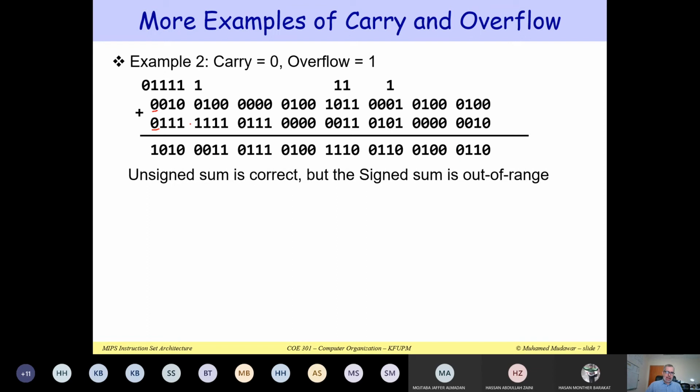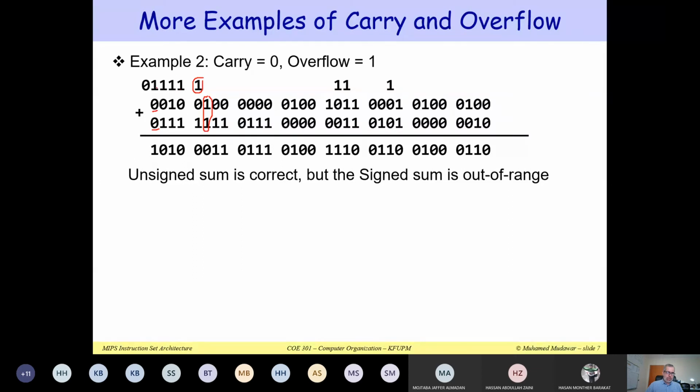At the end here, when I'm adding them, notice that this 1 plus this 1, let me just highlight them, is equal to 0 plus a carry. So we got a 0 and the carry. 1 plus 0 plus 1, 0 and the carry. 1 plus 0 plus 1, 0 and the carry.